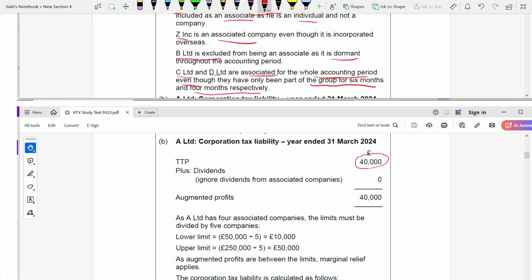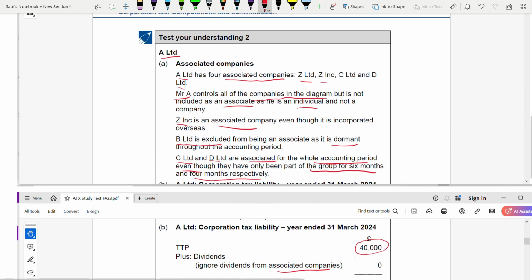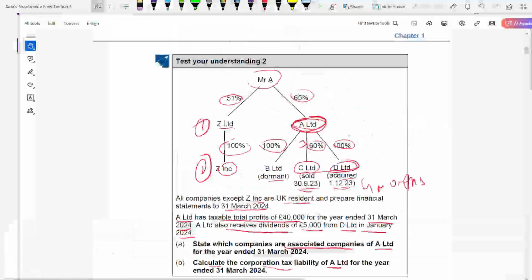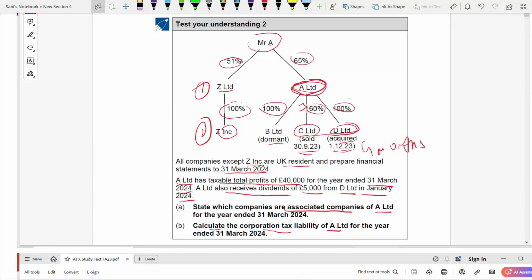So TTP is 40. Ignore dividends from associated companies. We don't take it. A Limited also received dividends of 5,000 from D. So he received 5,000 from D. D is an associated company. That's why we are not taking it.